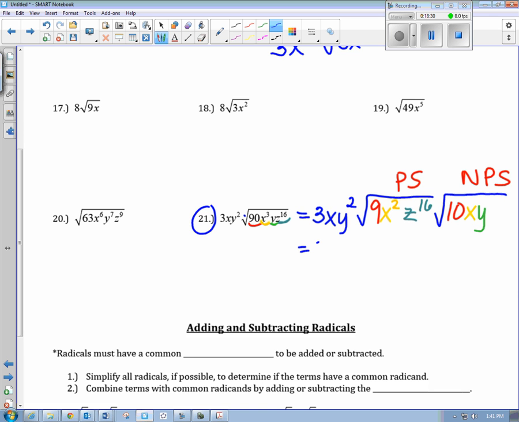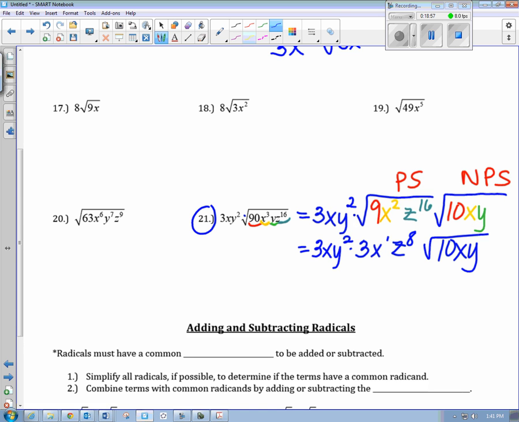So in here, the 3xy squared that's out front stays where it is. Remember, there's multiplication. I'm square rooting everything in the first radical. Square root of 9 is 3. Square root of x squared, divide by 2, x to the 1st. Square root of z to the 16th, z to the 8th, divide by 2. And then this radical 10xy, I can't do anything with.